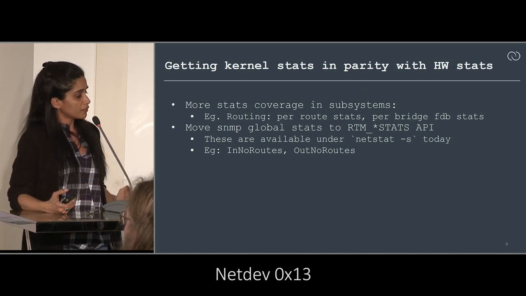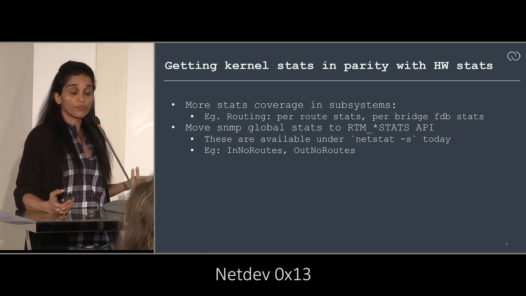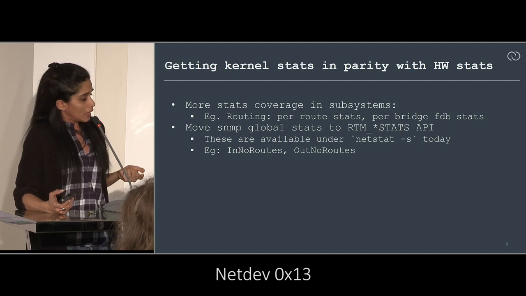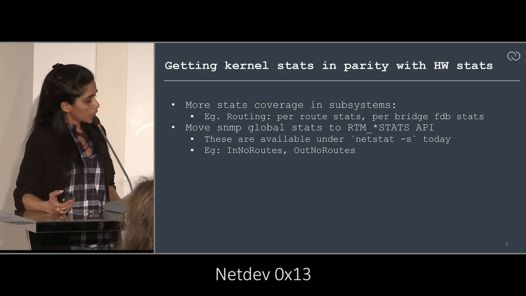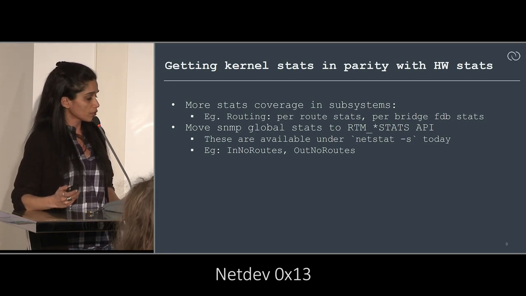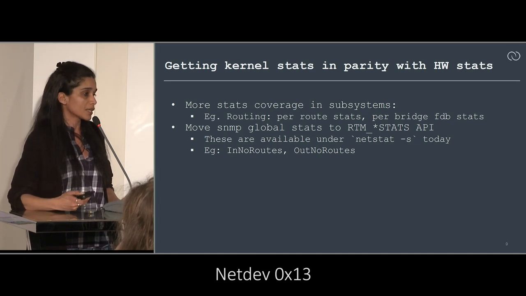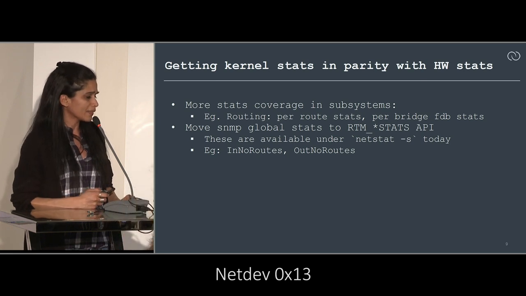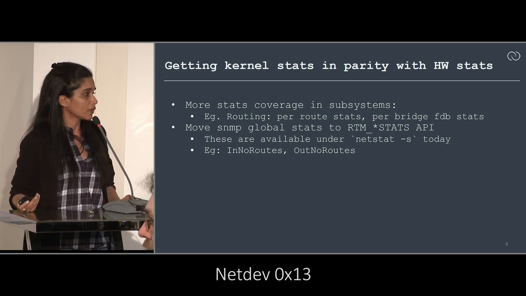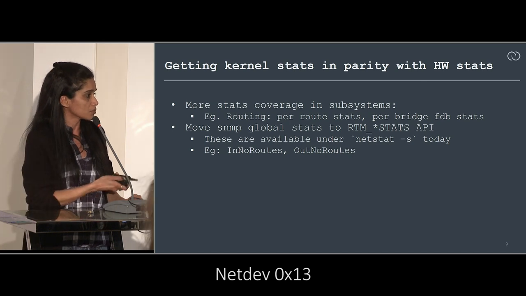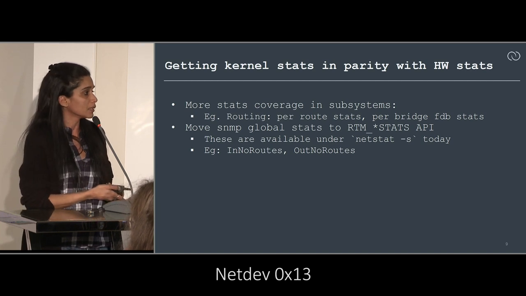Okay, getting kernel stats in parity with hardware stats, the main limitation now is the per route stats again, and per bridge forwarding entry stats as well. Again, this applies to both IP routes and IPMR routes, multicast routes. And there is a bunch of global SNMP stats that are available today, like in no routes and out no routes, which need to move to the new stats API. That's something we'll work on. I don't know if they are available today via netlink. There is a proc net SNMP file, which I think netstat -s uses as well. So I think the RTM stats API is the right place to provide netlink support for them.